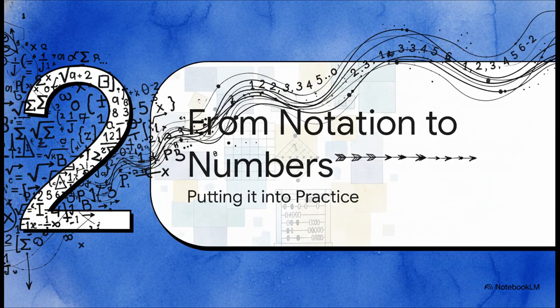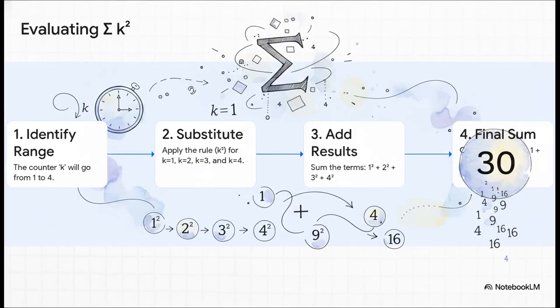All right, that's enough theory. Let's be real. The best way to get a feel for this is to actually see it in action. So let's translate some of this math code into actual numbers. Let's check this one out. The notation tells us we need to sum up k squared. Our counter, k, starts at 1 and it's going to stop when it hits 4. Simple enough. So we start with k equals 1 and we square it.